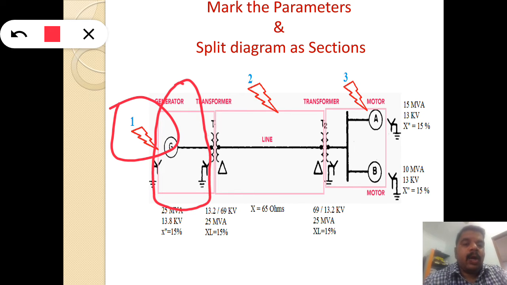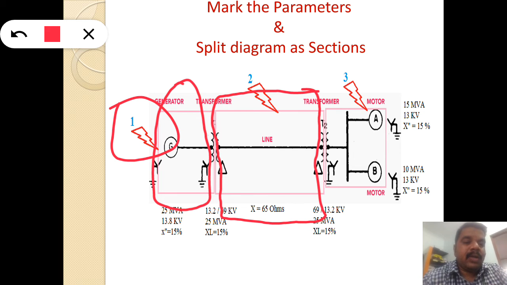Next, we go for the transformer T1 secondary, then the line, then the transformer T2 primary. These have the same voltage. Transformer T1 secondary is 69 kilovolt, the line is the same voltage, and transformer T2 primary is also 69 kilovolt. That we consider as the second section. That means the line having the same voltage is considered as a section.